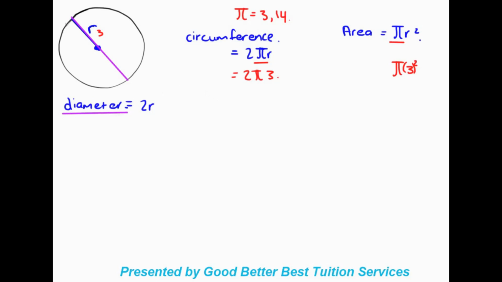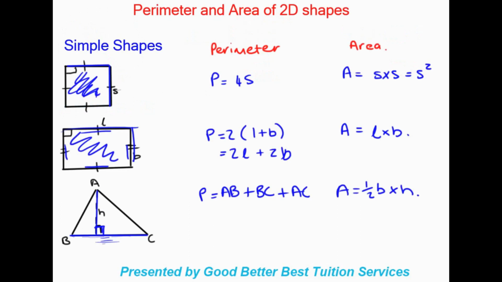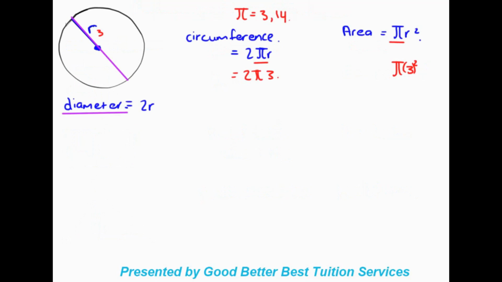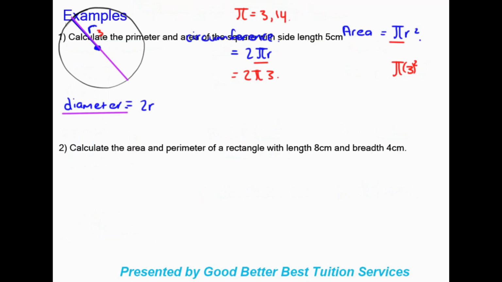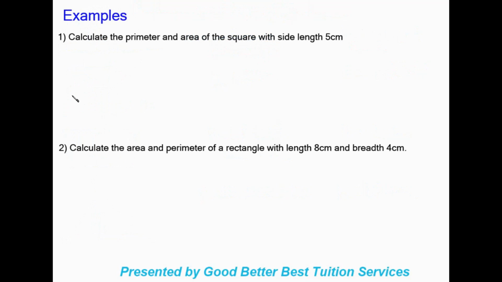So now moving on. So we've looked at our simple shapes. Let me just go back quickly. We looked at our simple shapes: square, rectangle, triangle, and circle. All of their perimeters and areas, how to work them out. So let's move on to some examples here of working out perimeter and area. So let's say calculate the perimeter and area of the square. So we already know we're working with a square and we're working out perimeter and area. So perimeter and area of a square with side length 5 centimeters. Okay, so that's the side length of 5 centimeters.